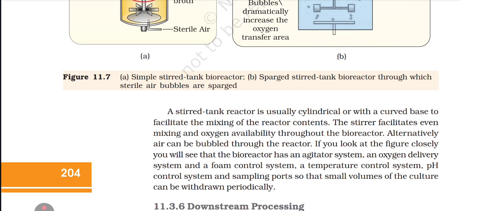A stirred tank reactor is usually cylindrical or with a curved base to facilitate the mixing of the reactor content. The stirrer facilitates even mixing and oxygen availability throughout the bioreactor. Alternatively, air can be bubbled through the reactor. If you look at the figure closely, you will see that the bioreactor has an agitator system.